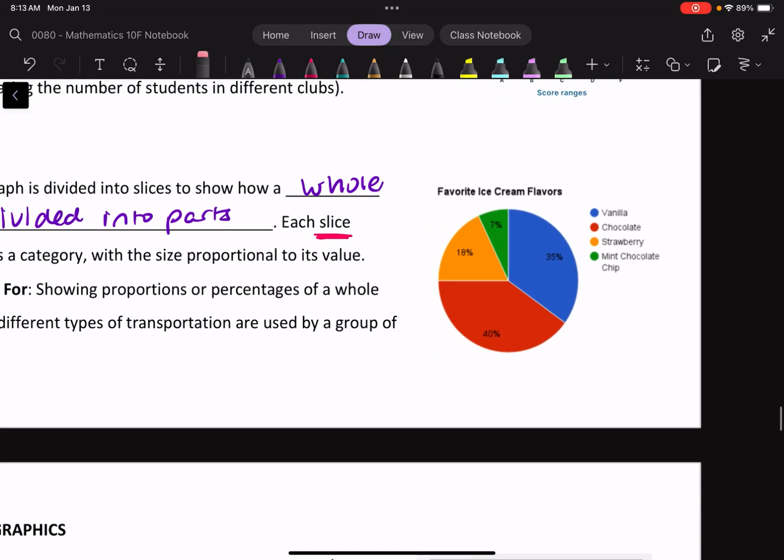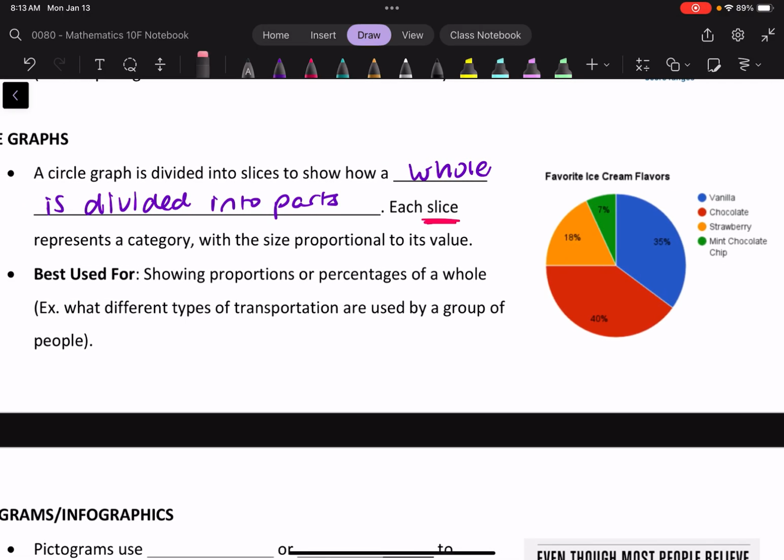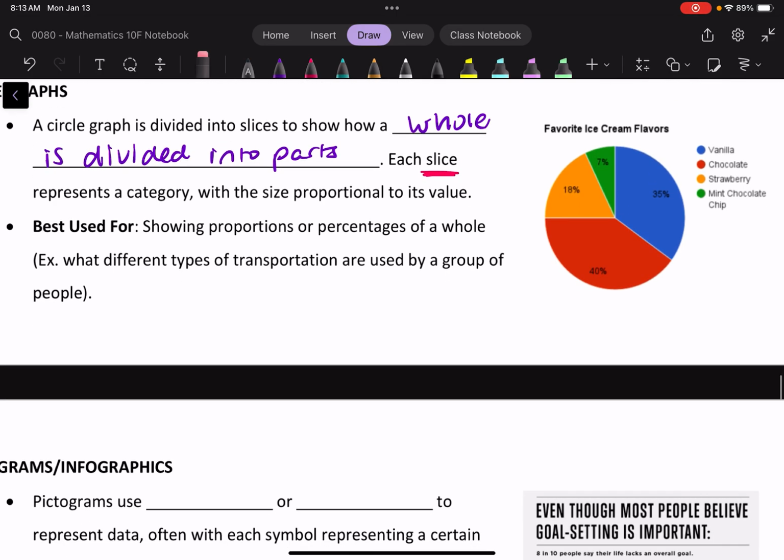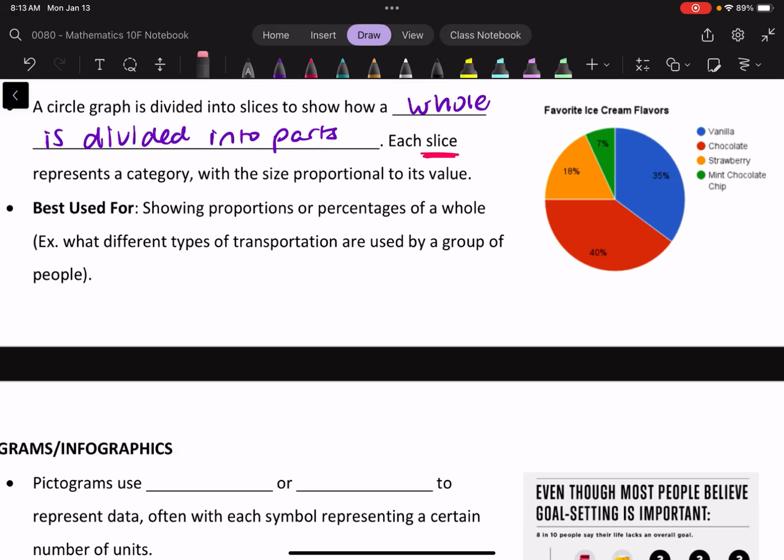So that would be the one thing I would say is kind of missing. Favorite ice cream flavors of who? Is it of seniors? Is it of students? Is it of toddlers? Tell me more of who this pertains to. So not a great graph, but still decent.